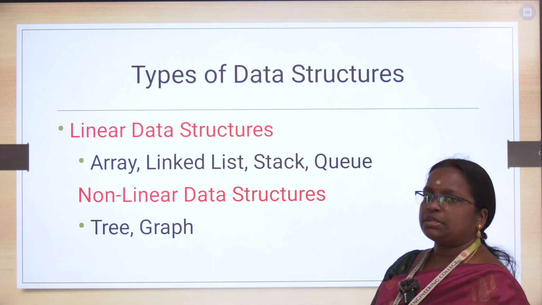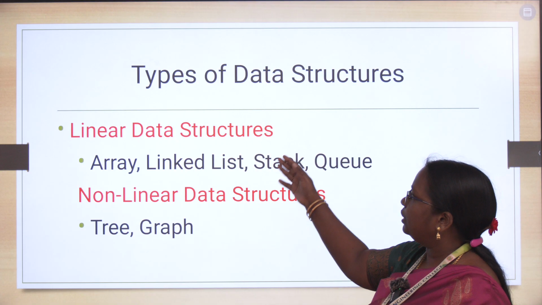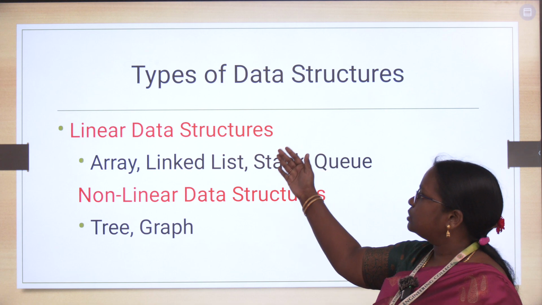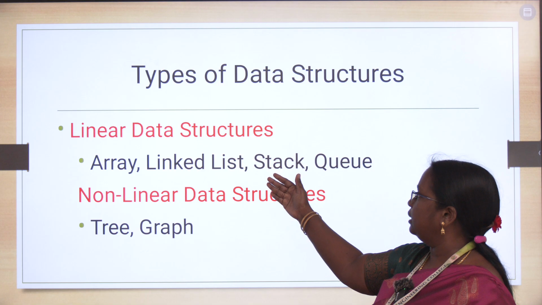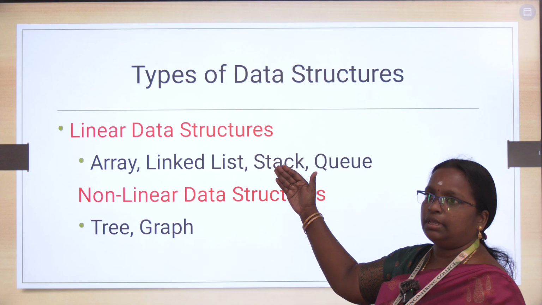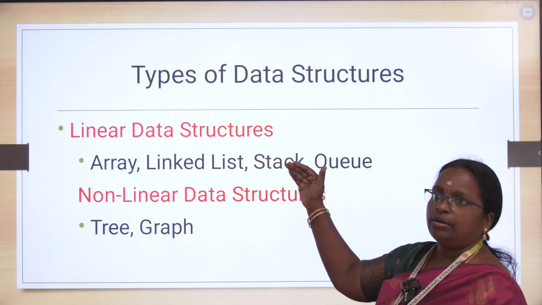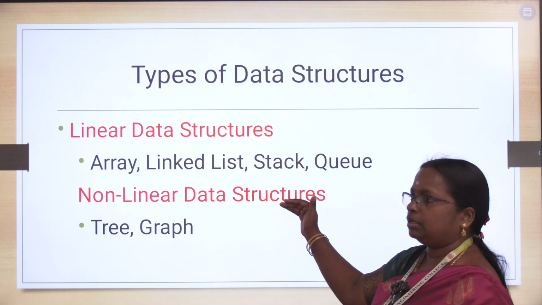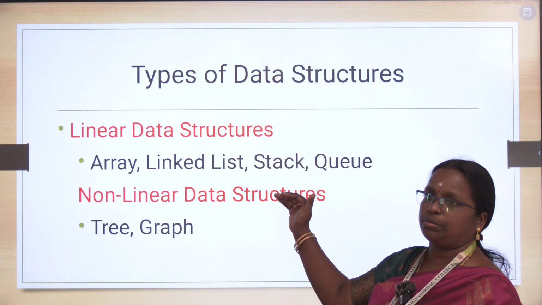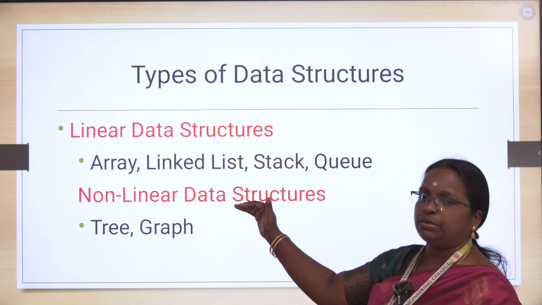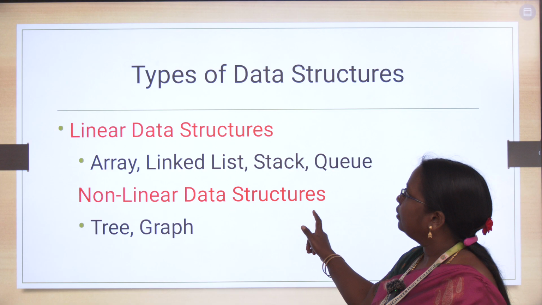There are two types of data structures: linear data structures and non-linear data structures. Linear data structures are array, linked list, stack, and queue. This is the linear structure. They have organized data, and we can include and exclude the data. Non-linear data structures have diagram representations, that is, tree and graph. So in today's class we are going to see the tree.